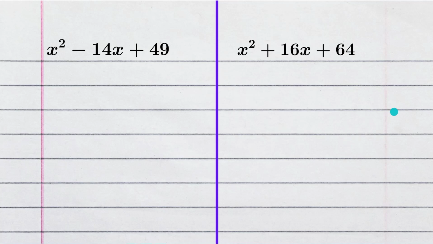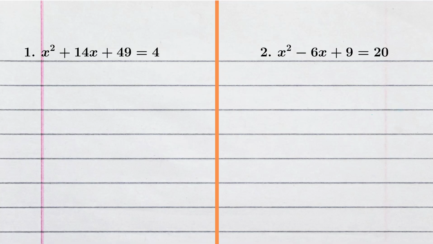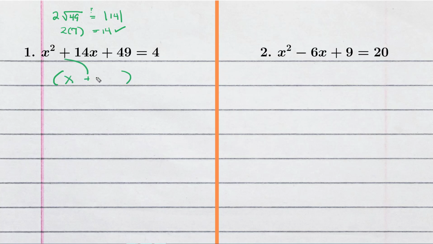So now, let's look at it whenever we actually have to solve something. We're going to do the same thing. We're going to look at our left-hand side. Is 2 times the square root of 49 equal to the absolute value of 14? 2 times 7 is 14. So that checks out, which means I can factor it with that shortcut. So x, my middle sign, 14 divided by 2 is 7, squared is equal to 4.